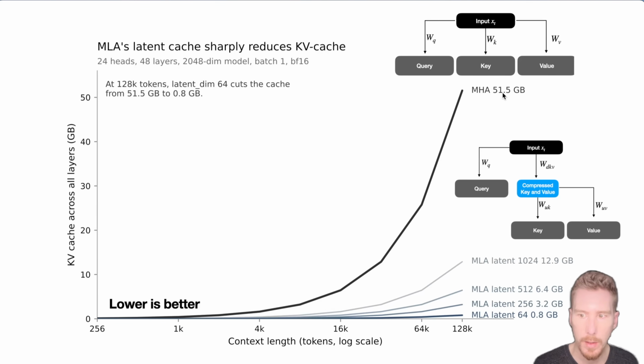Here again, 52 gigabytes of KV cache memory goes down to about 13 gigabytes. It depends, of course, on how big we make this compressed state. Again, it's a hyperparameter. We can have, for example, in this case, 1024, and then we have 13 gigabytes, or we can go down to 64, and then we only have 0.8 gigabytes of KV cache storage.